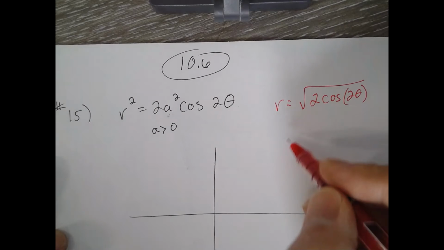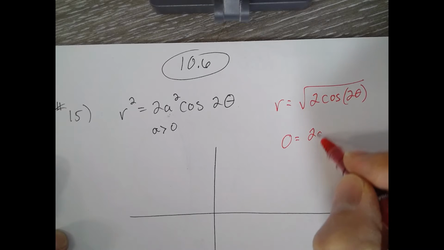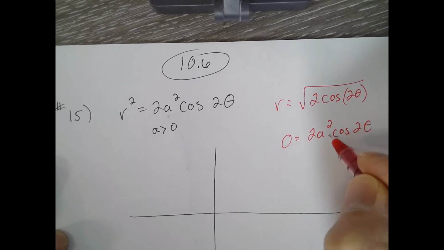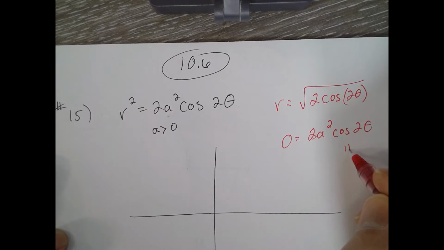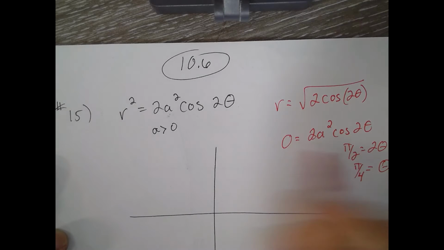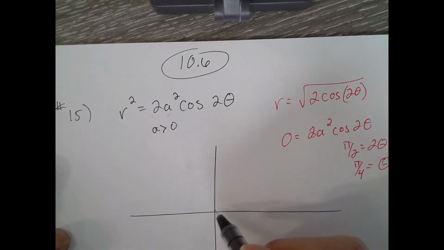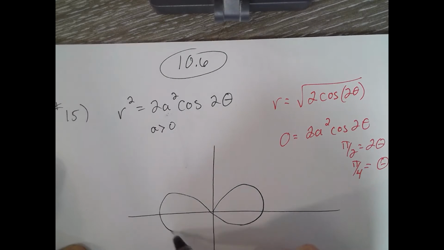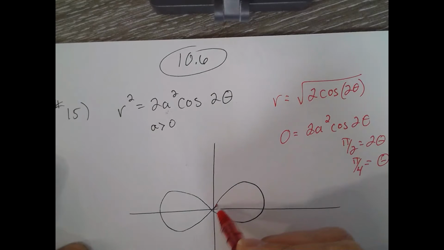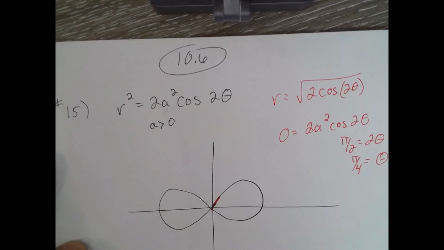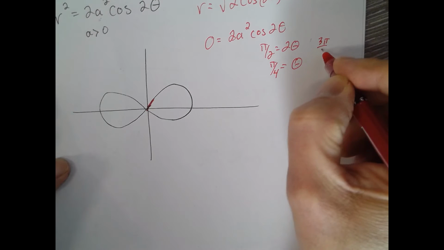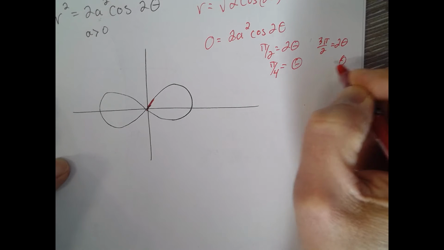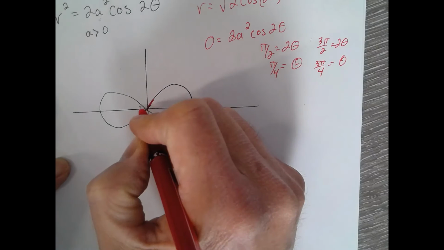Back to the original, so 0 equals 2a squared cosine 2 theta. So all that is a constant, so it doesn't matter. So when is cosine 0? Cosine is 0 at pi over 2, so 2 theta is pi over 2 and theta is pi over 4. So pi over 4 is right here. The next time cosine is 0 is at 3 pi over 2. So 3 pi over 2 equals 2 theta, so theta equals 3 pi over 4, which is right here.